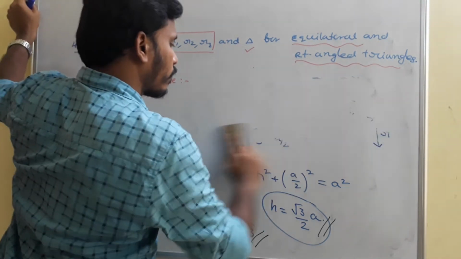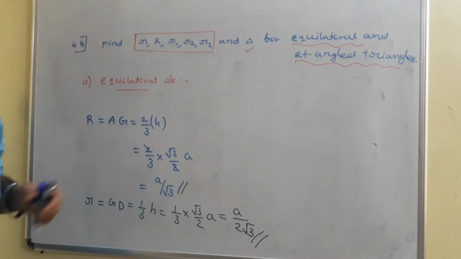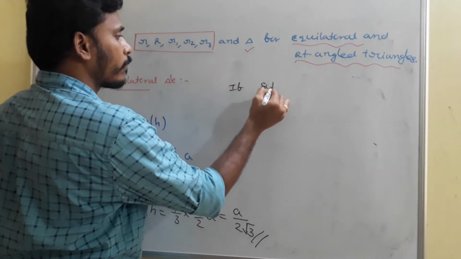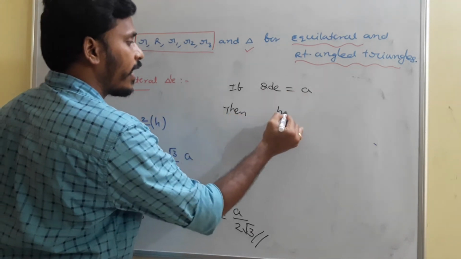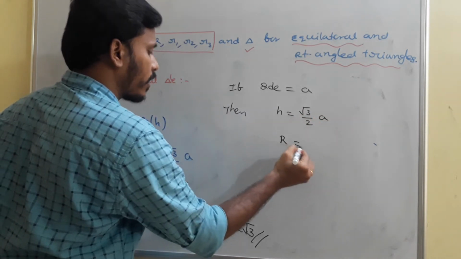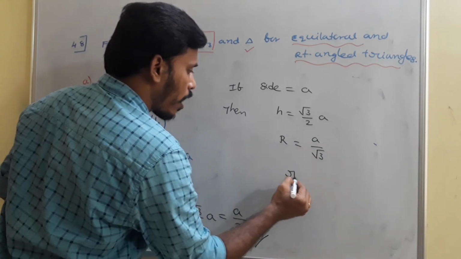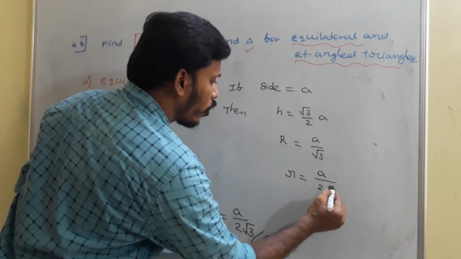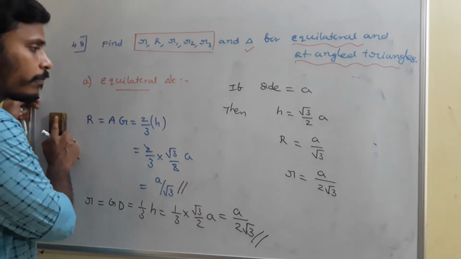So, for the equilateral triangle at the end, if the side is equal to a, then the height h is equal to root 3 by 2 a, the circumradius capital R is equal to a by root 3, and the inradius small r is equal to a by 2 root 3. Okay, and if you calculate the area delta, what is delta?